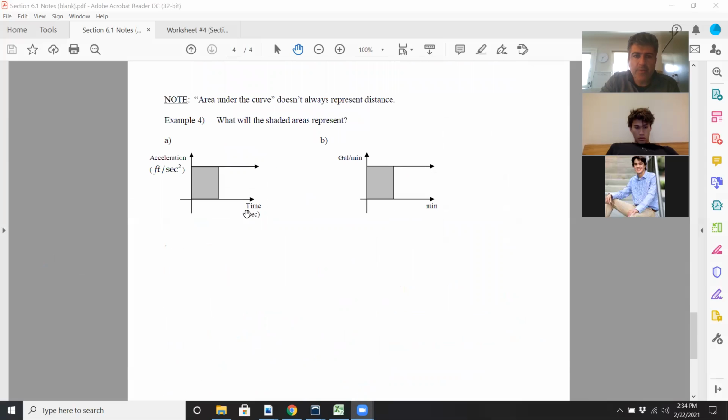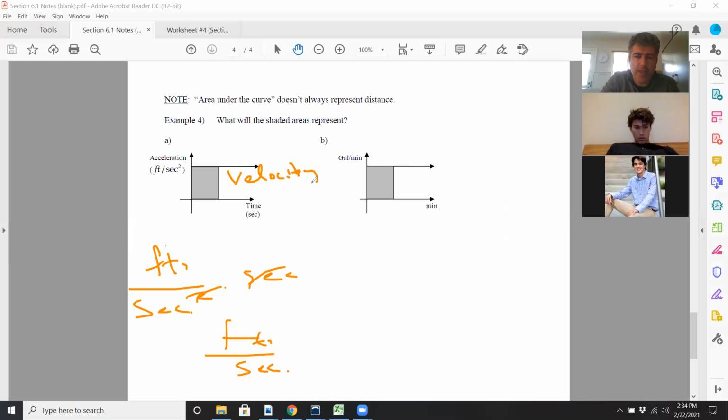Lastly, area under the curve doesn't always represent distance, just so you know. It could be a lot of different things. Like in example 4 part A, what would the shaded area represent? Well, here we're doing acceleration times time. That's actually going to be velocity. You guys forgot that from last semester. Because we're doing feet per second squared times seconds. Those cancel, but you have feet per second. That represents velocity. I guess you could say speed.